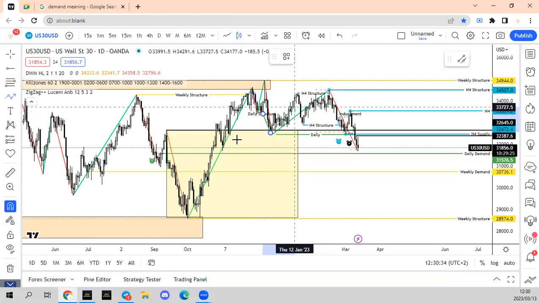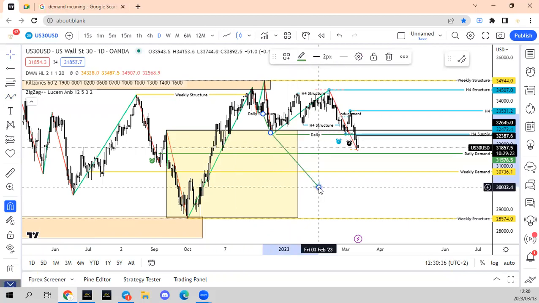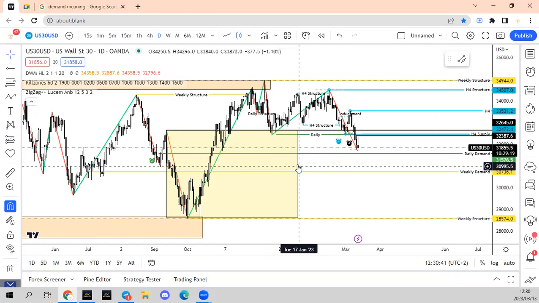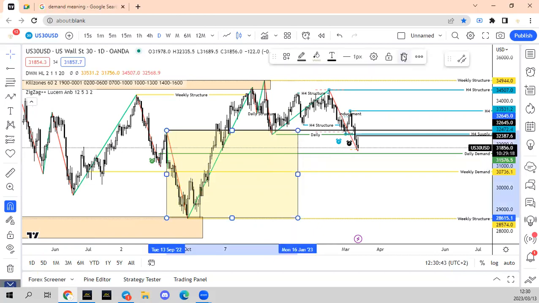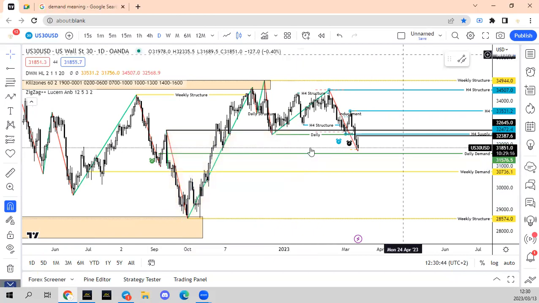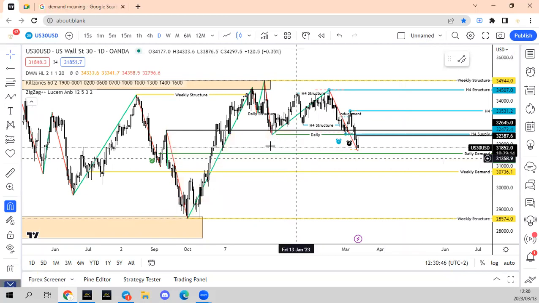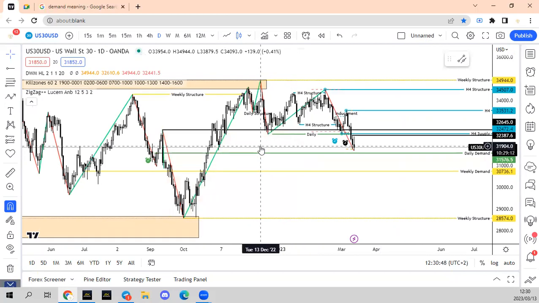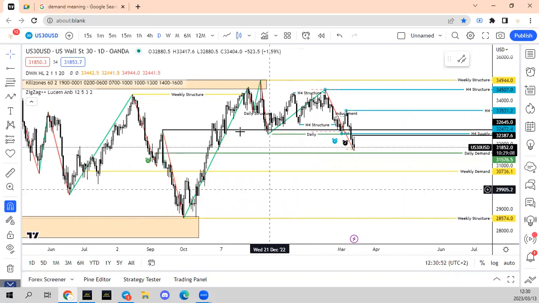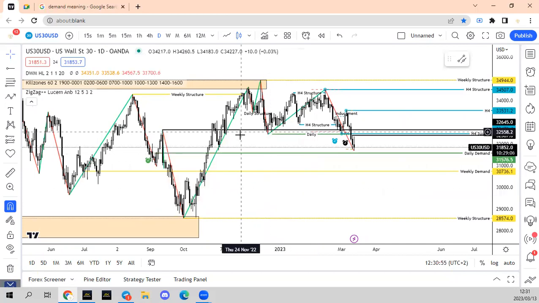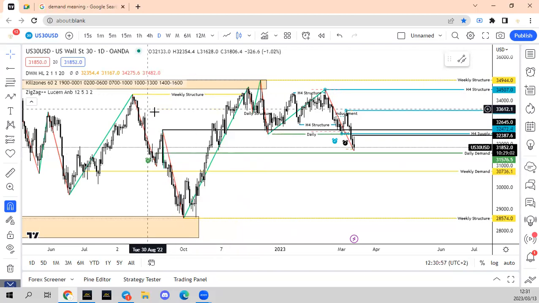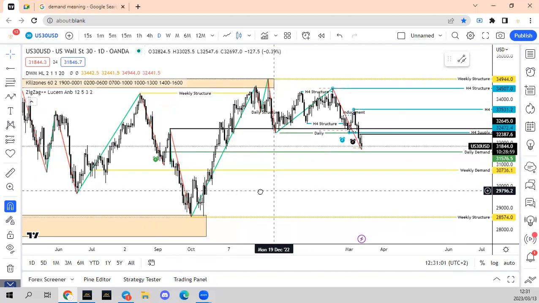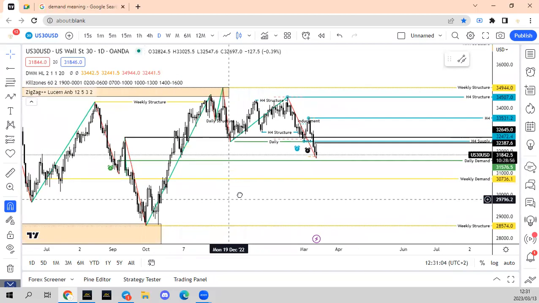The market always comes to demand and supply to mitigate out of a position or to create liquidity. What drives the market is demand, supply and liquidity. Mostly it's liquidity, because once the market is done with liquidity, most of the time it just goes. It can go without even mitigating out of a demand, but it's also subjective. So let's break it down from daily.